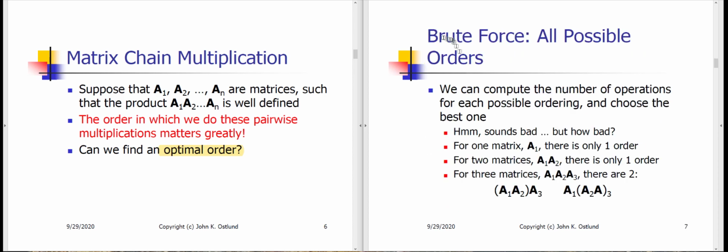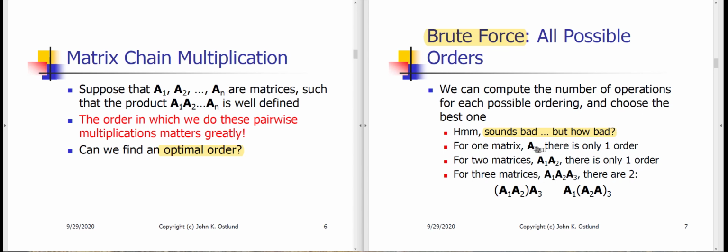So, let's do what we always do. We'll do the stupid thing first. We're going to just try every single possible combination and choose the one that has the fewest item-by-item multiplications in it. Well, if we're going to do this brute force approach and just compute every possible combination, we might wonder, how bad is this going to be? How many possible combinations are there in multiplying this sequence of matrices A1 through AN?